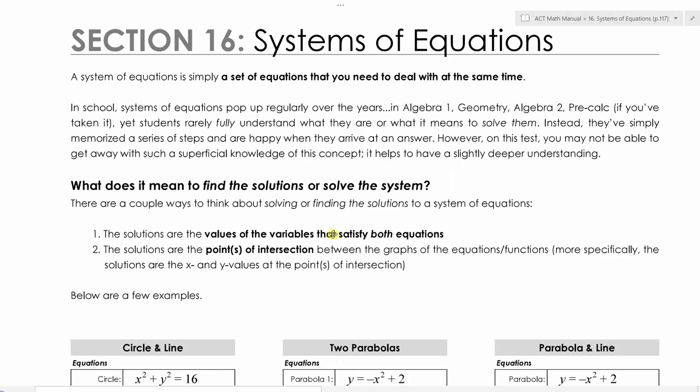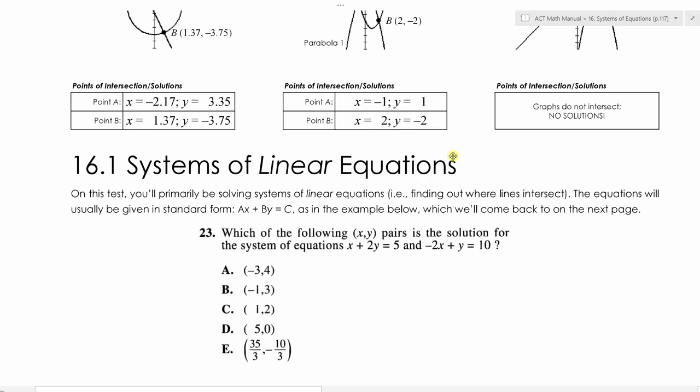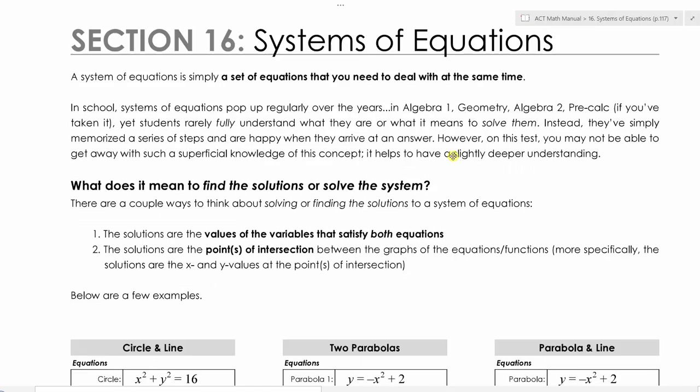Now, what is a system of equations? Well, basically a system of equations is simply when you have two equations usually with two variables, and you need to figure out how the two equations relate to each other, whether they have points in common, whether they have no points in common. So there's just two equations that you need to deal with at the same time. In fact, it could be more than two equations.